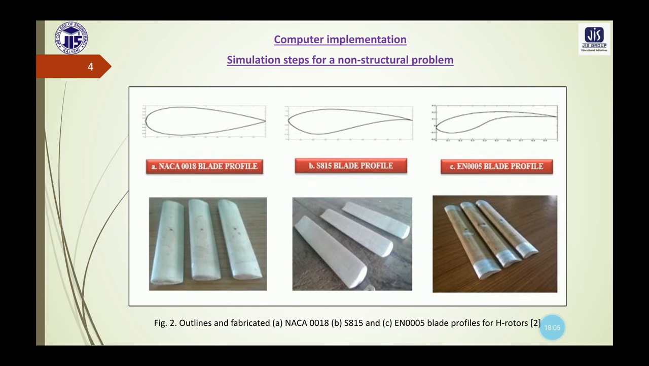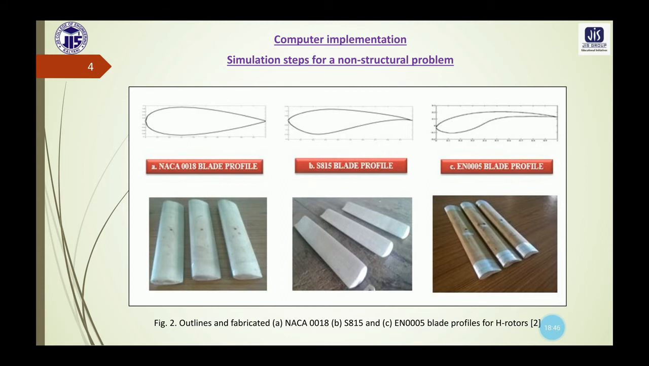Next, let us take one example. From some established or published paper in some renowned journal, I have taken this example. Now I will discuss some simulation steps for a non-structural problem. This problem is basically related to wind energy. So it is related to fluid flow. The air is the fluid here.